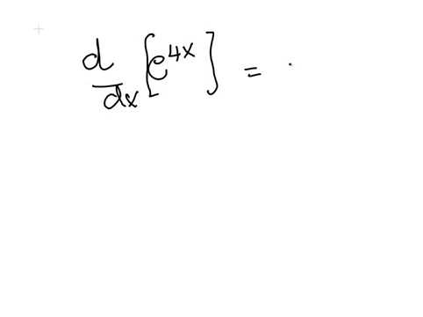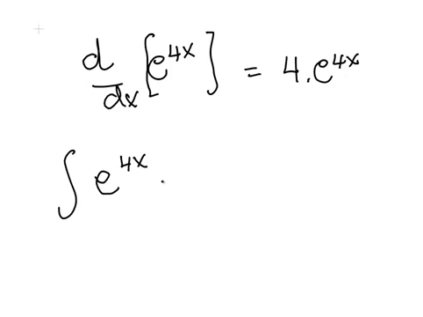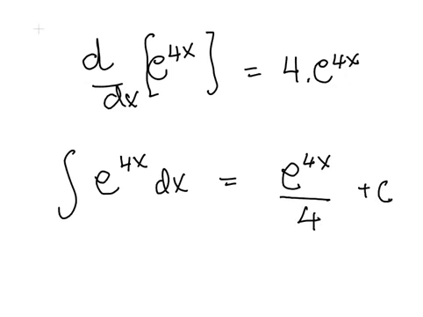Just a quick example on that. The derivative of e to the 4x is 4 times e to the 4x. The integral of e to the 4x with respect to x is e to the 4x over 4 plus c.